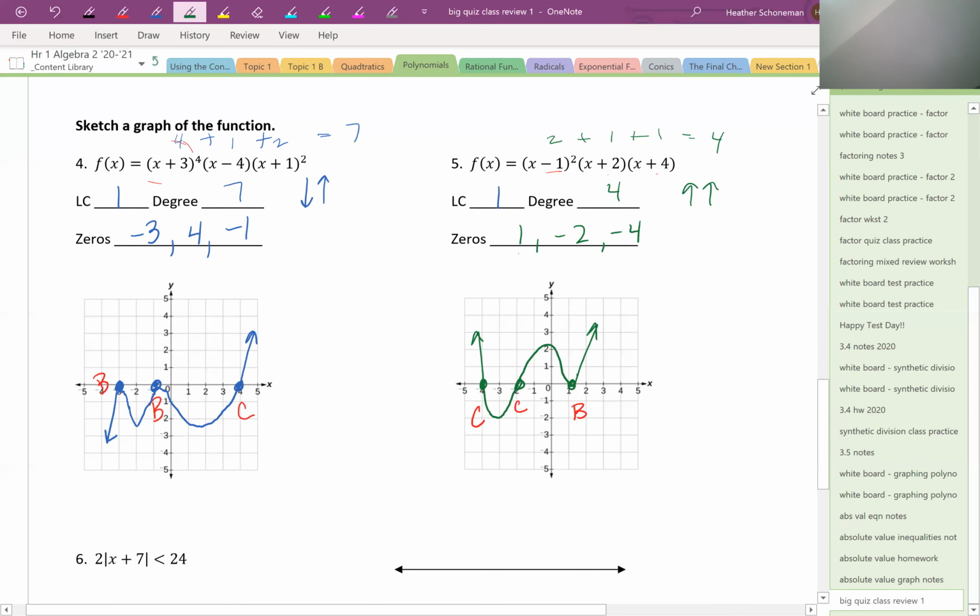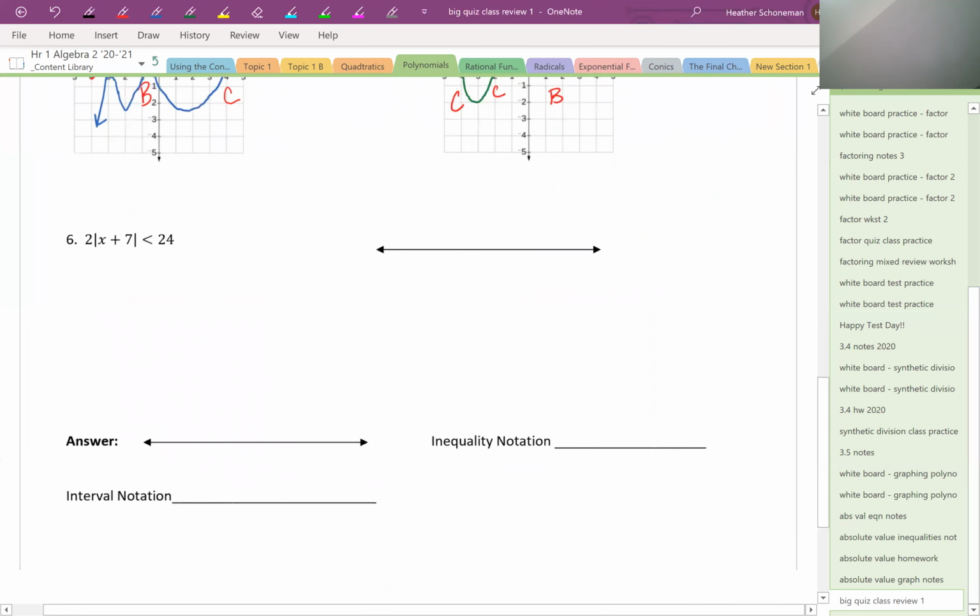Do you have to draw it or write in the C and the B on the graph? No, but I think some people are getting confused and that might be helpful.